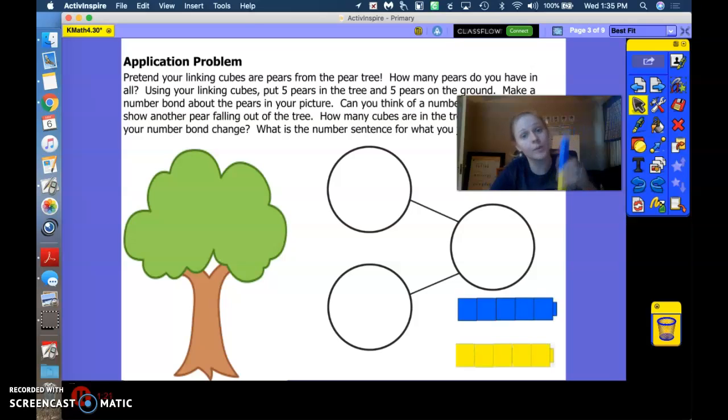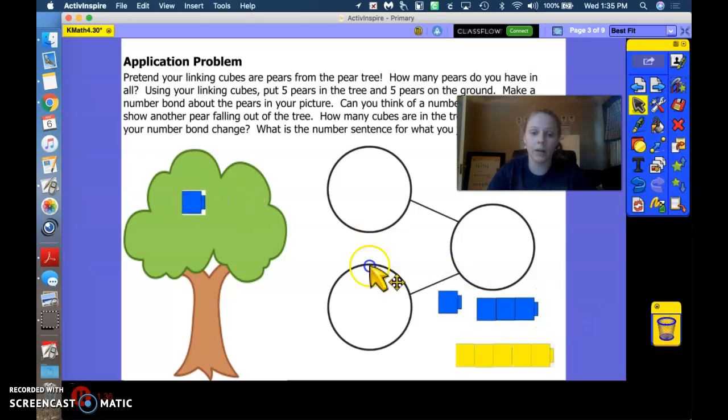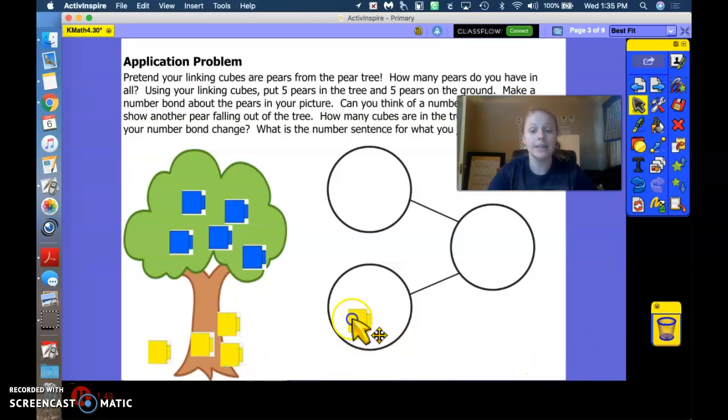pretend that your cubes are pears on the tree. Yummy, yummy pears. So how many do we have all together before we've started? Good. 5 and 5 makes 10. 5 of the pears were in the tree. They were not ready. And 5 of the pears were on the ground. They were ready to be eaten. See if you can fill in my number bond to match this story.